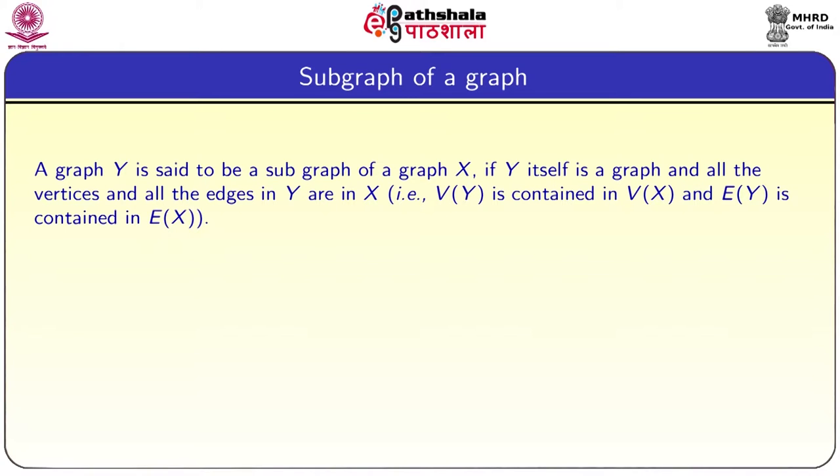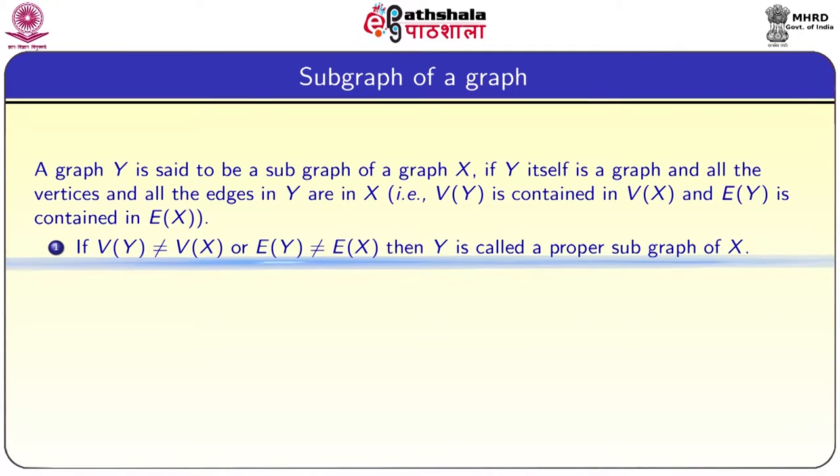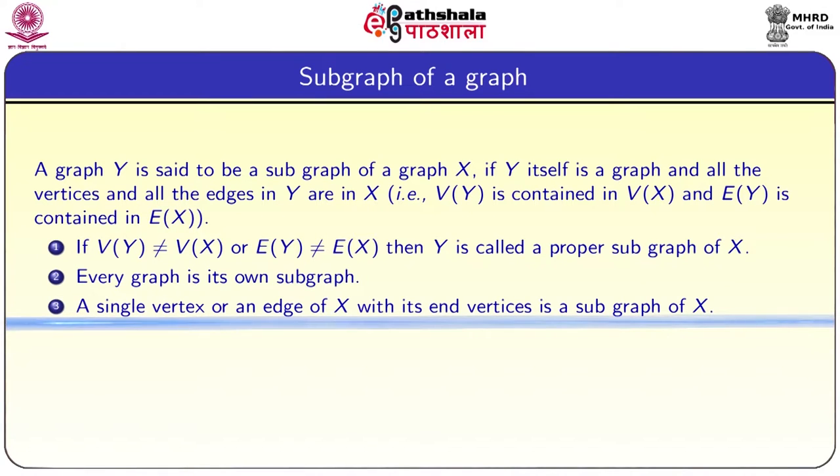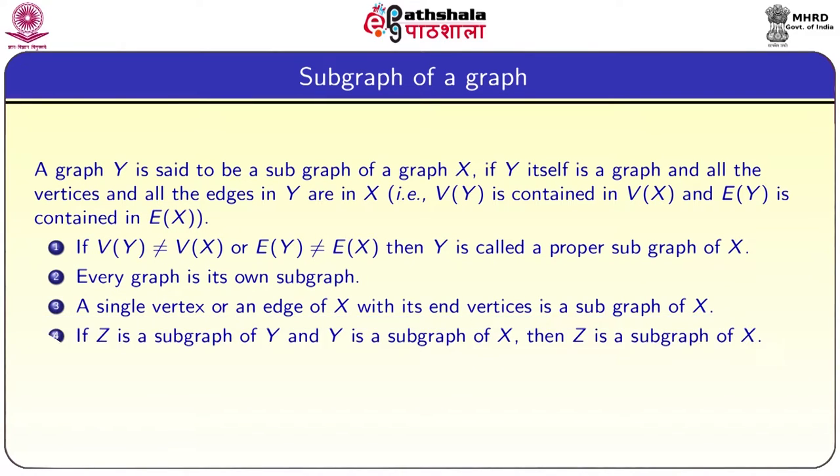Subgraph of a graph. A graph Y is said to be a subgraph of a graph X if Y itself is a graph and all its vertices and all the edges in Y are in X. That is, V of Y is contained in V of X and E of Y is contained in E of X. If V of Y, that is the vertex set of Y, is not equal to the vertex set of X, or the edge set of Y is not equal to the edge set of X, then Y is called a proper subgraph of X. Every graph is its own subgraph. A single vertex or an edge of X with its end vertices is a subgraph of X. If Z is a subgraph of Y, and Y is a subgraph of X, then Z is going to be a subgraph of X.